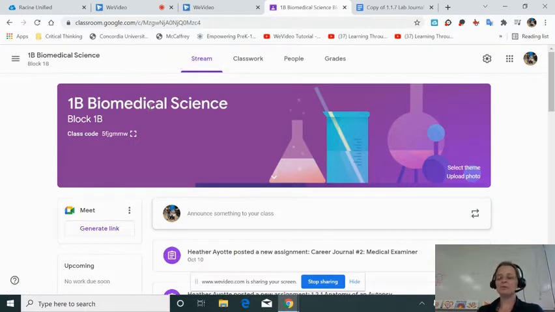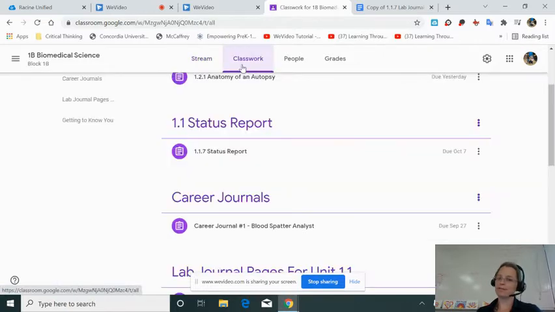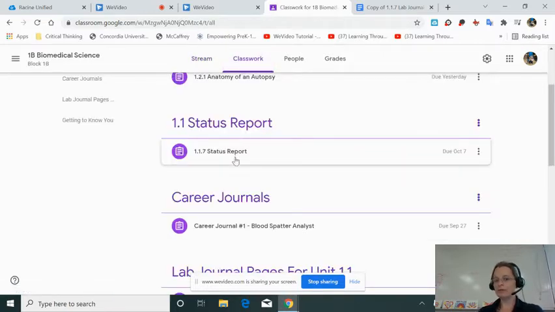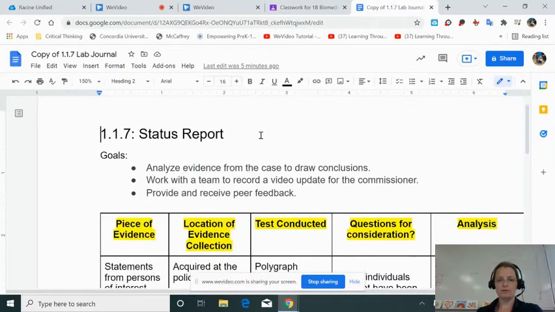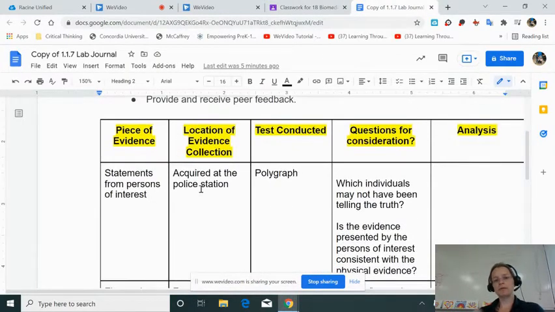So go to your Google Classroom page for Biomed. Click from Stream over to Classwork. Go to the 1.1.7 status report and open that up. Okay, so the first thing we're going to go over is the location of each piece of evidence.